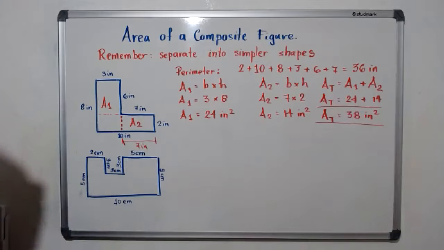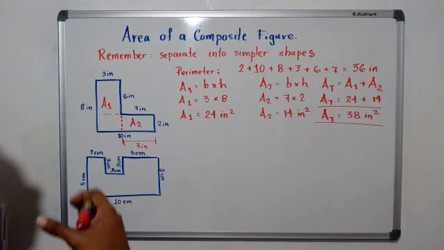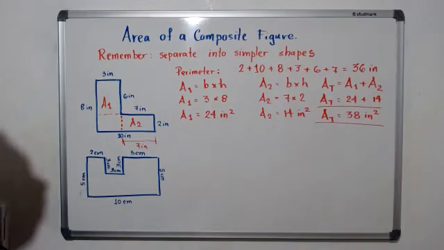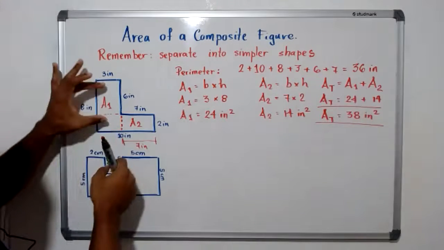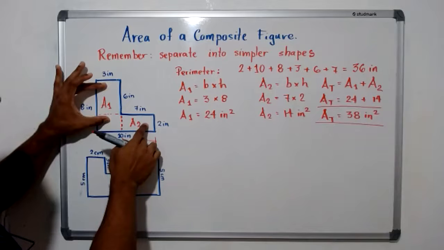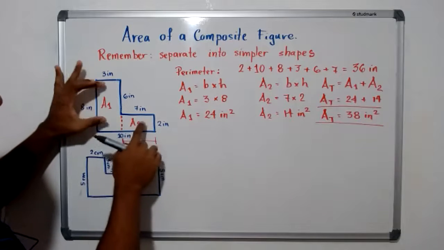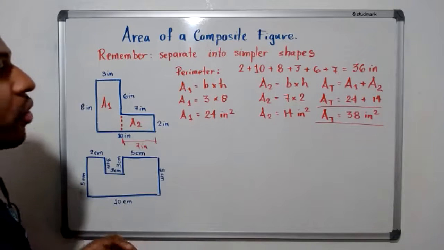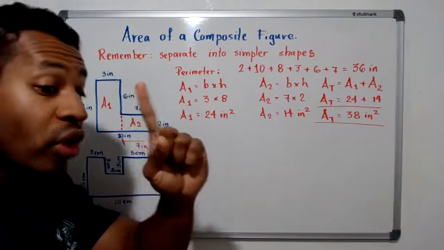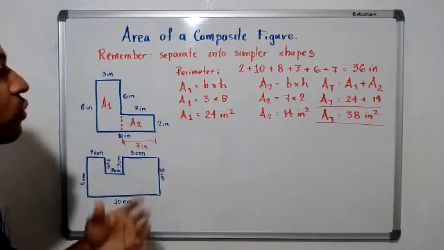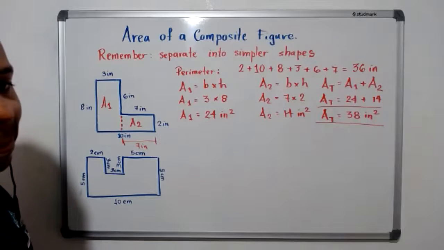Okay, I'm going to show you that there's a different way. We are using addition here. We are adding two different amounts of space. But how can you solve this problem using subtraction? How can you solve using subtraction?